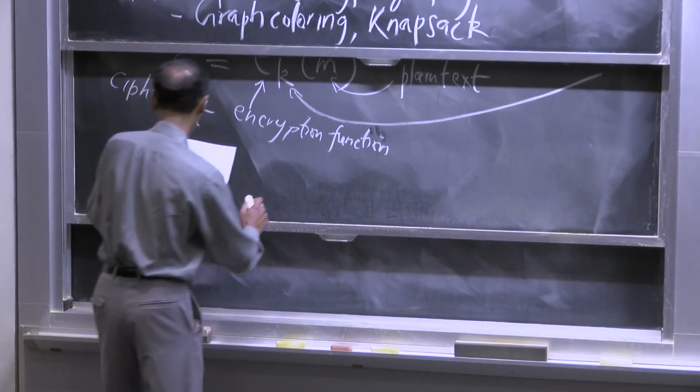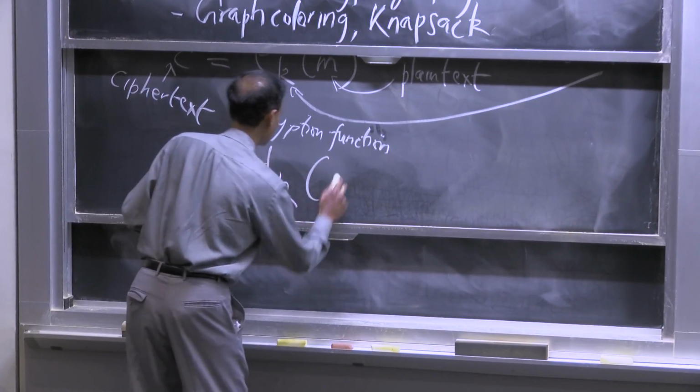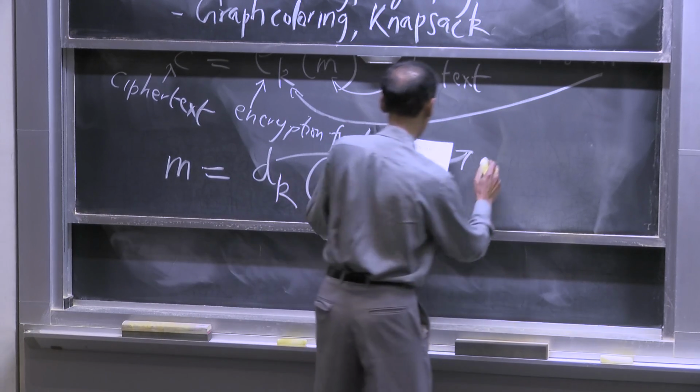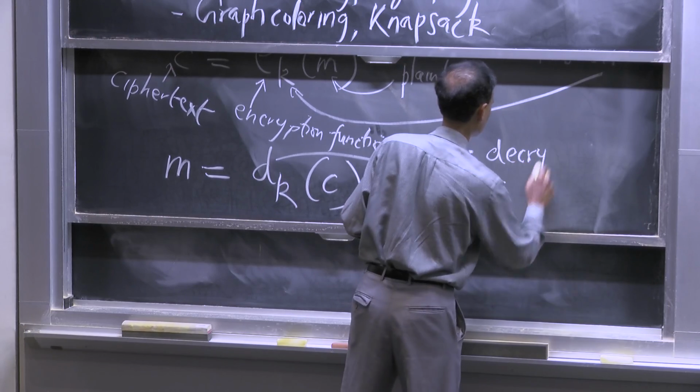So backwards would be D of K, C, right? And the only difference here is that everything else stays the same. This is our decryption function.